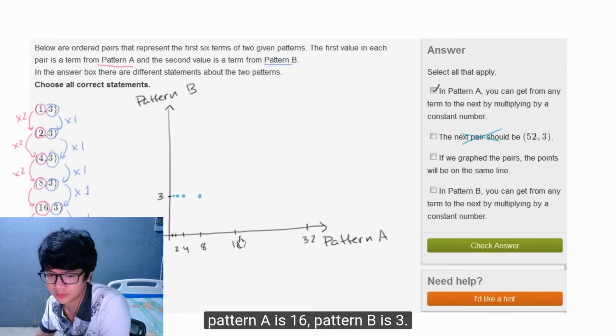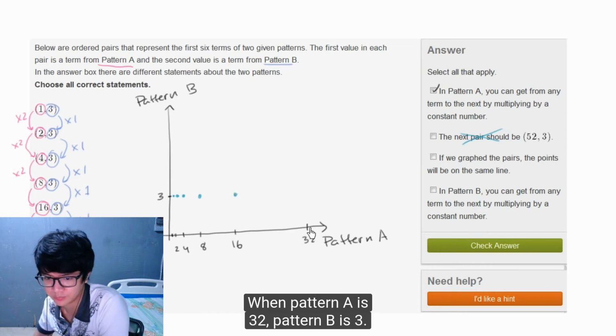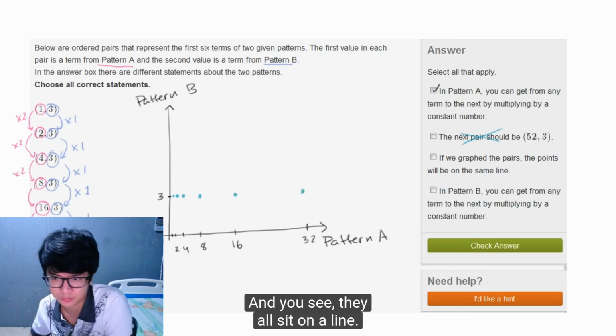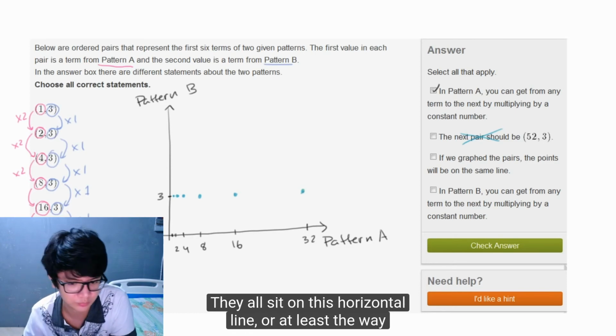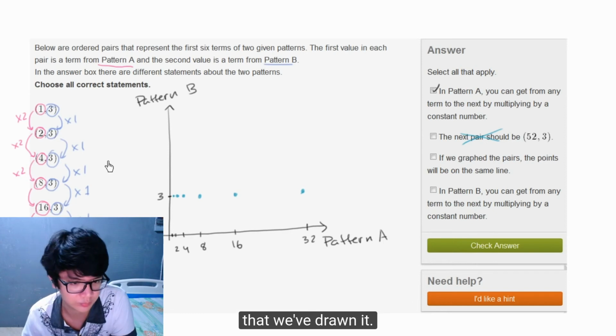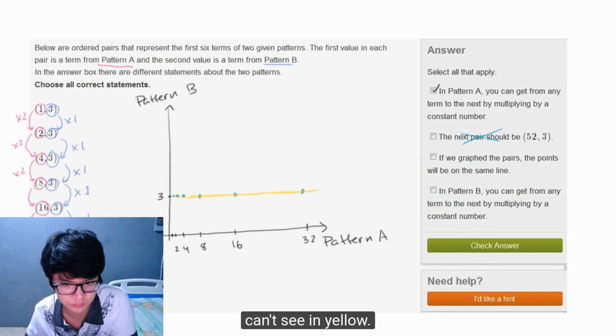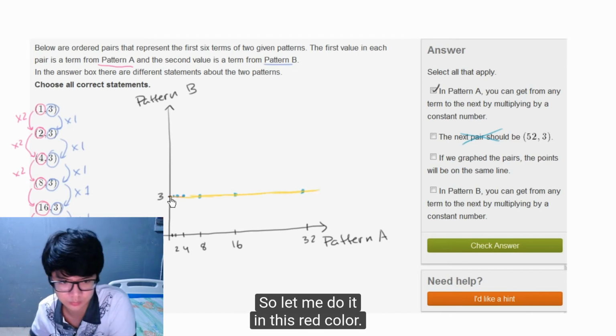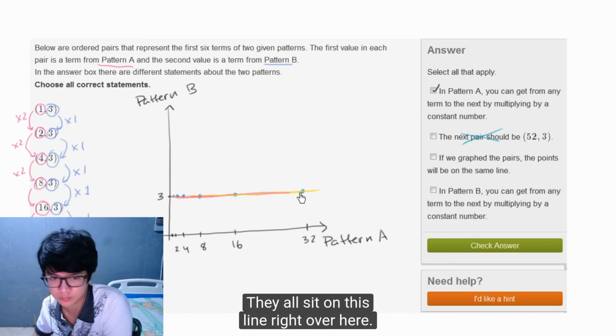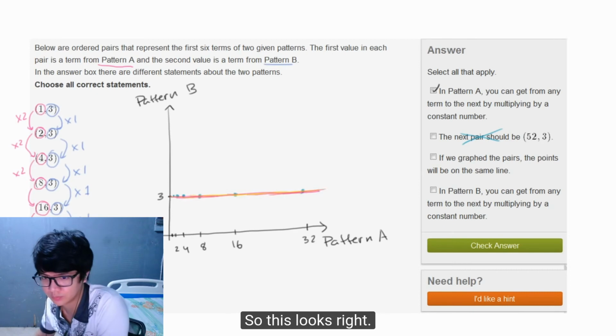When pattern A is 16, pattern B is 3. When pattern A is 32, pattern B is 3. And you see, they all sit on a line. They all sit on this horizontal line, or at least the way that we've drawn it. They all sit on this line that you probably can't see in yellow, so let me do it in this red color. They all sit on this line right over here. So this looks right.